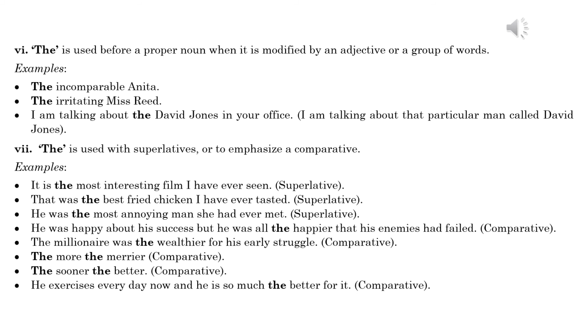6. The is used before a proper noun when it is modified by an adjective or a group of words. Examples: The incomparable Anita. The irritating Miss Reed. I am talking about the David Jones in your office. I am talking about that particular man called David Jones.